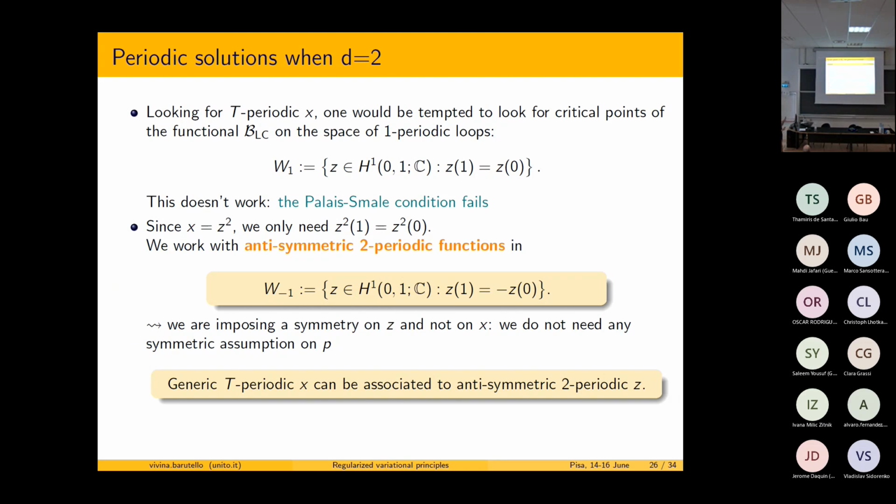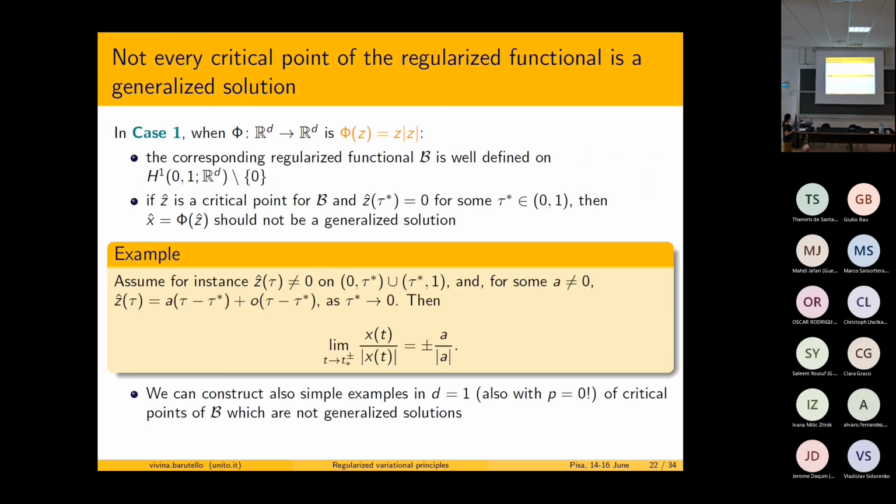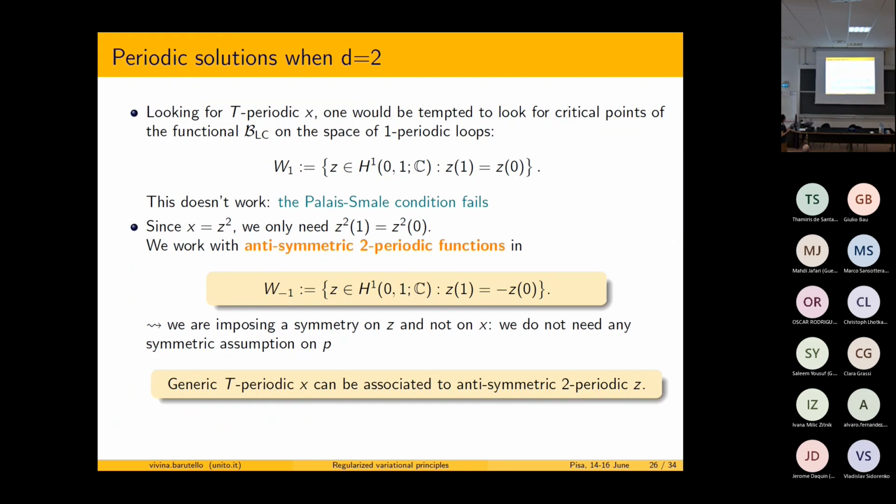So now we've done step 2. So now we have a good candidate to produce solutions. We would like to find solutions. So now we want to find, of course, the periodic generalized solution for the initial problem. We should be tempted to look for critical points of this functional on periodic functions. Well, this is natural. Okay.